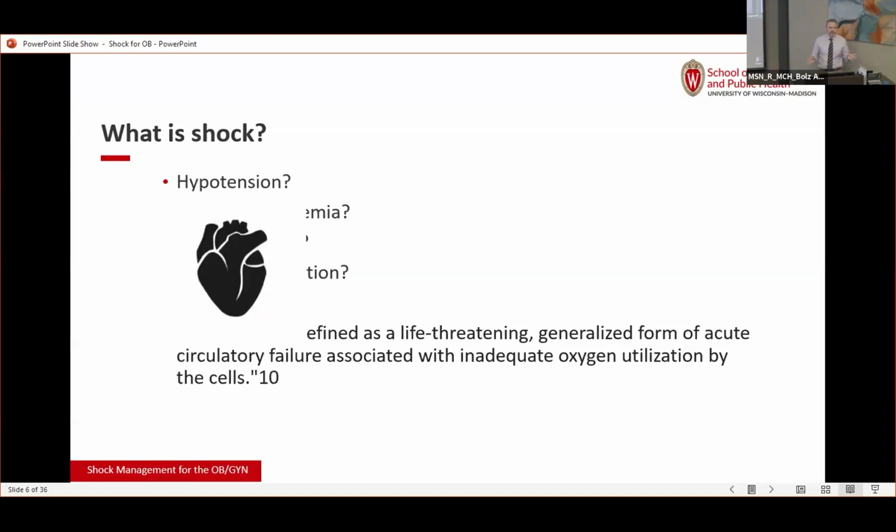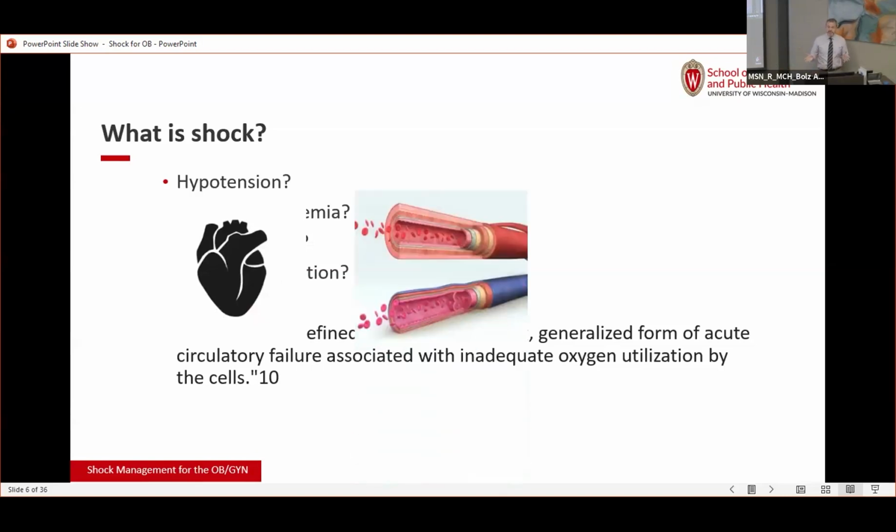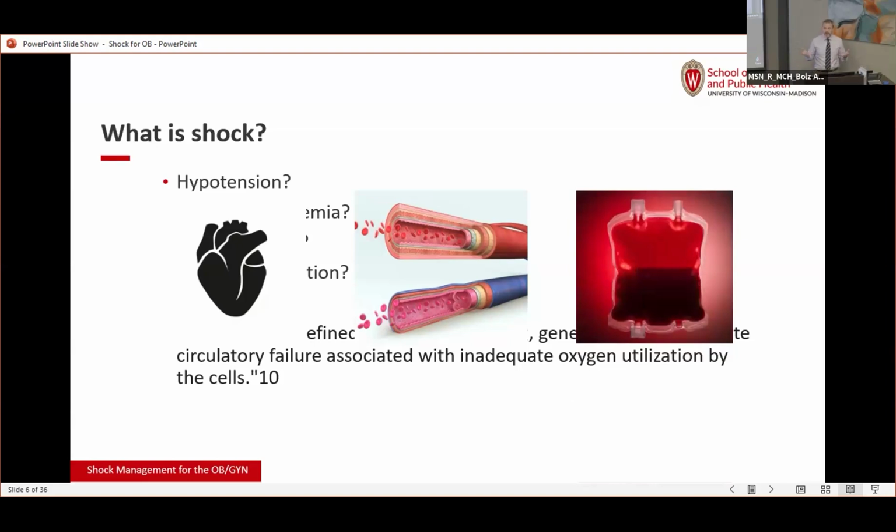Okay. I'm thinking about it: is it a problem with the pump or a problem with the heart, right? And the blood's not able to get around. Is it a problem with the pipes, right? And there's not enough resistance, and so the blood's just not getting where it needs to go. It's not delivering that oxygen to the cells. Or is it a problem with the volume or the blood itself? We don't have enough red blood cells to carry that oxygen to the cells, okay? And that's the framework I'm going to use today, talking about shock and how we identify these different causes, okay?